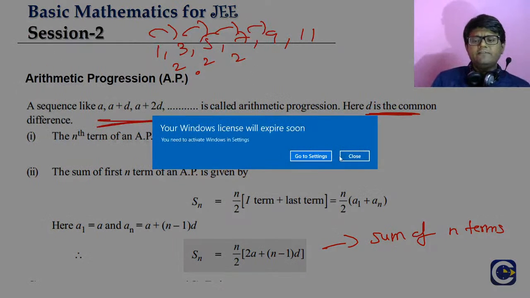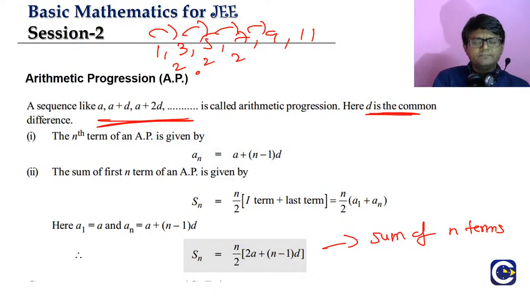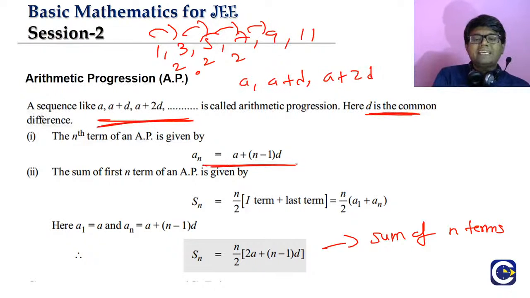So an arithmetic progression can generally be expressed like this. If we have a as the first term, then the second term will be a plus the common difference d, and the third term will be a plus 2d. Like that, the nth term is going to be a plus (n minus 1) into d. This is the expression for the nth term of the arithmetic progression, where a is the first term and d is the common difference.